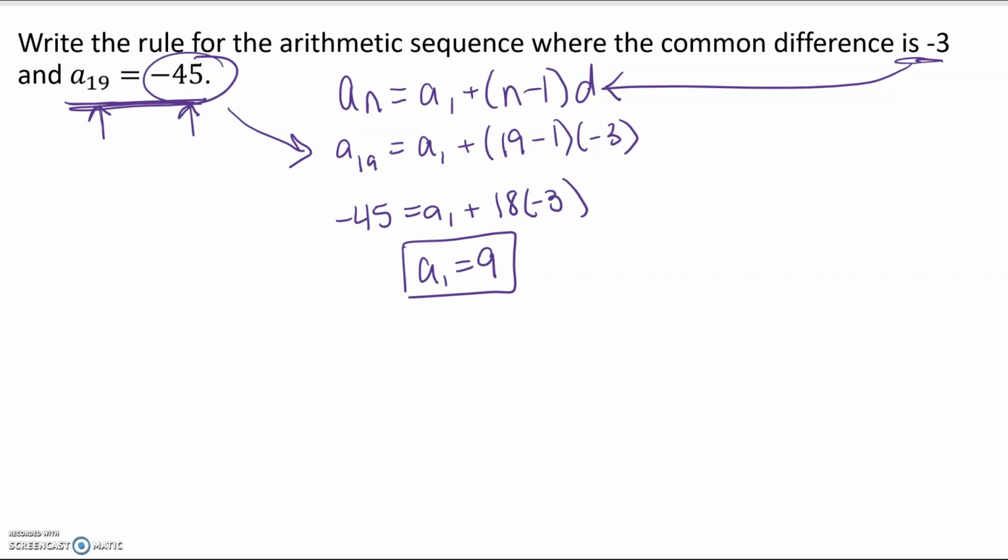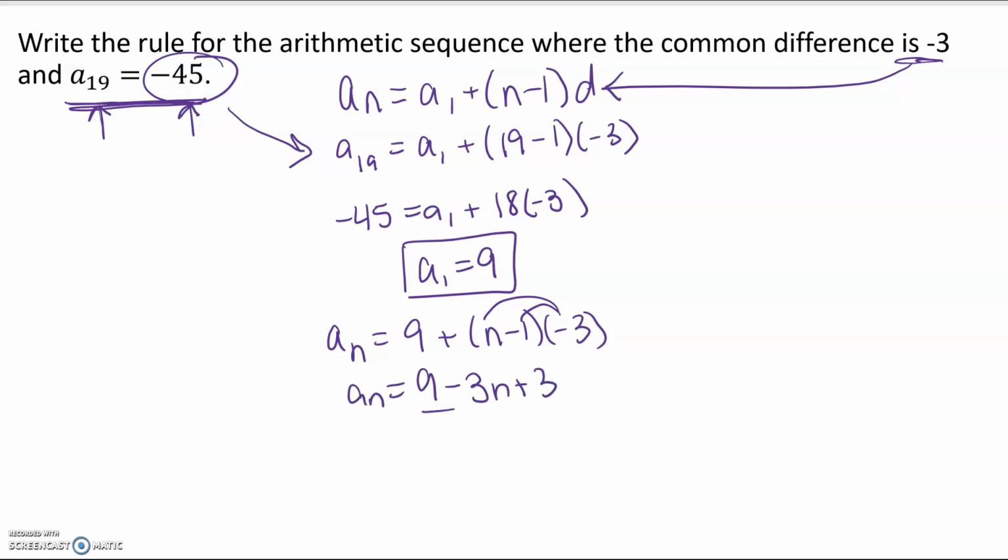Once you have your first term, what we're going to do now is try and write the nth rule for that. I know that my first term is 9. I'm plugging that back into the original formula, plus n minus 1 times my negative 3. I'm going to multiply that out and simplify. Remember, that's going to look like something like this if you're doing it part by part. Then combine your like terms together, so you get a sub n is negative 3n plus 12. So there is my rule for the nth term.